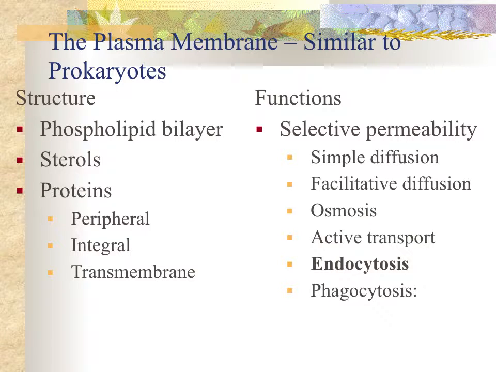These cells also have plasma membranes that are similar in structure and function: a phospholipid bilayer with some sterols and proteins embedded in it. Likewise, it functions to control what goes into and comes out of the cell. These same processes affect the plasma membrane, but again, chemically, it's somewhat different.